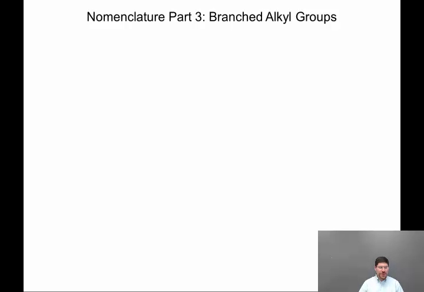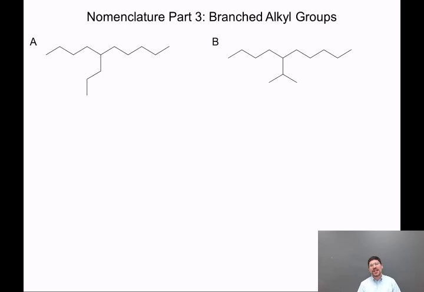Alkyl groups with 3 or more carbons can branch themselves, adding another level of complexity and needing us to develop some more nomenclature conventions for them. As an example, we're going to start with the following 2 compounds, which I'm going to label A and B. If we consider how to name these compounds, we're going to start with A because that's one that we can already handle with the rules that we know.